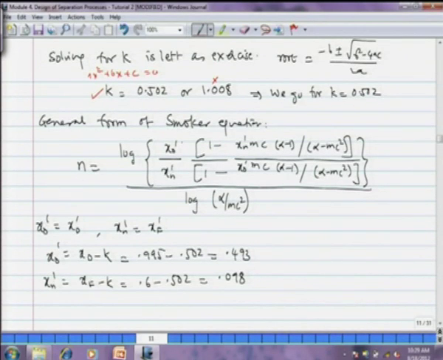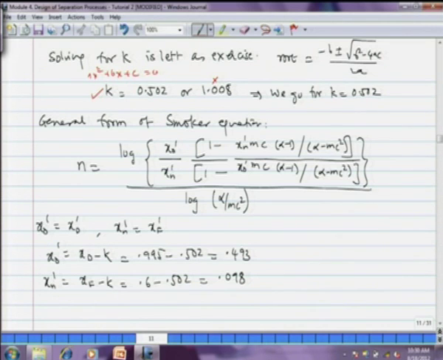Then the general form of the Smoker equation, derived in the previous class, is as follows: n is equal to log of x0 dash divided by xn dash into bracket 1 minus xn dash into m into c into alpha minus 1 divided by alpha minus mc square, and again that bracket divided by 1 minus x0 dash into m into c into alpha minus 1 divided by alpha minus mc square, and the whole thing divided by log alpha divided by mc square. Now, these dashes are essentially the shifted coordinates.